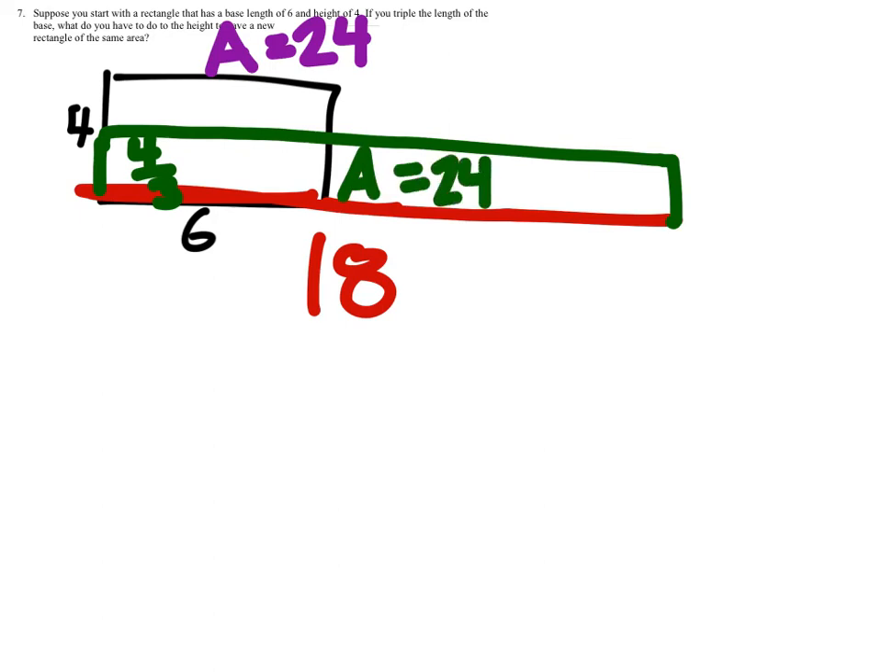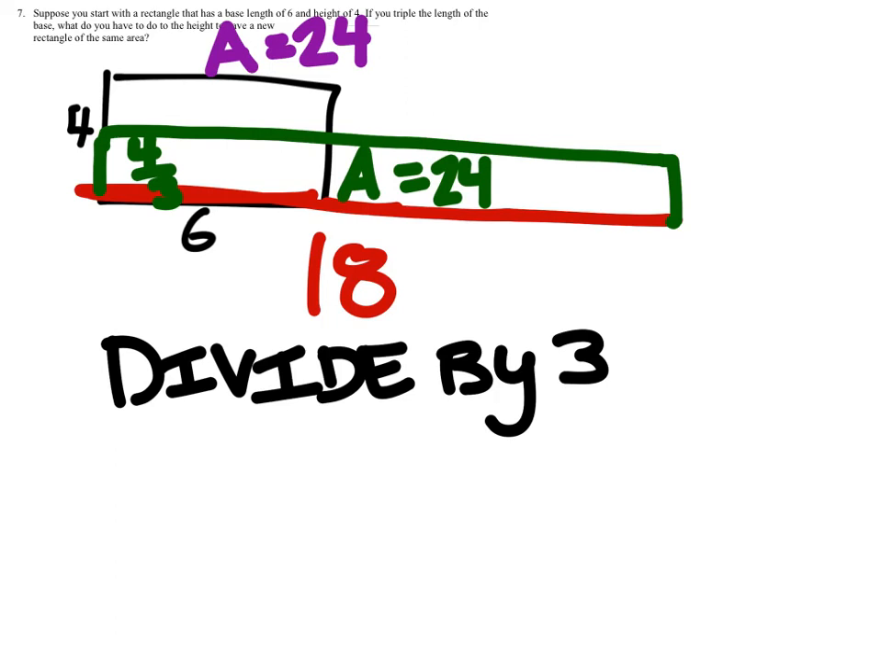That's what we want. So the actual answer for this is that you'd have to divide by 3. So if you triple one of the dimensions, you've got to cut the other one by the same amount so that you do not lose any area.